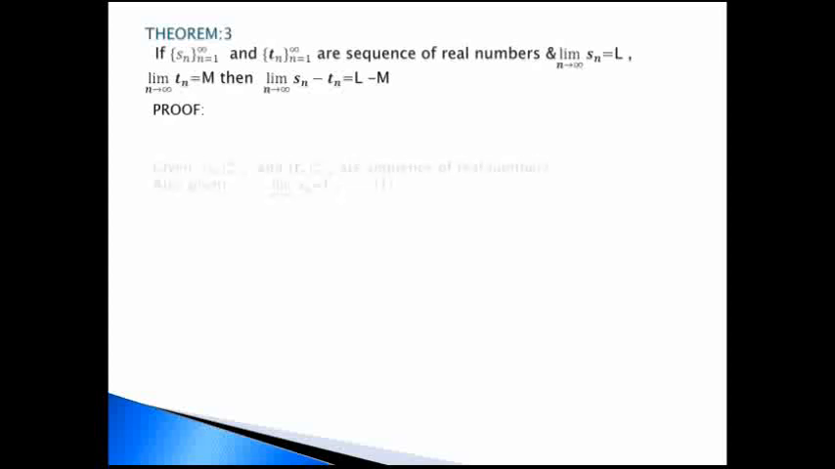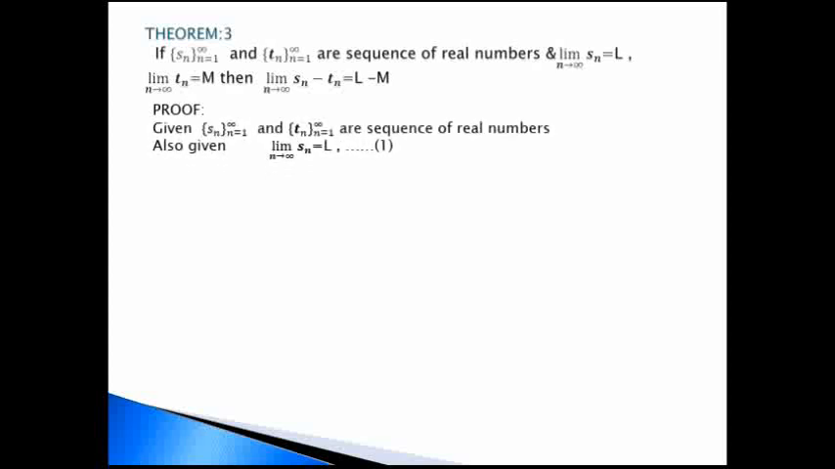Also given limit n tends to infinity Sn equal to L, which is equation number 1, and limit n tends to infinity Tn is equal to M, which is equation number 2. We have to prove that limit n tends to infinity Sn minus Tn is equal to L minus M.